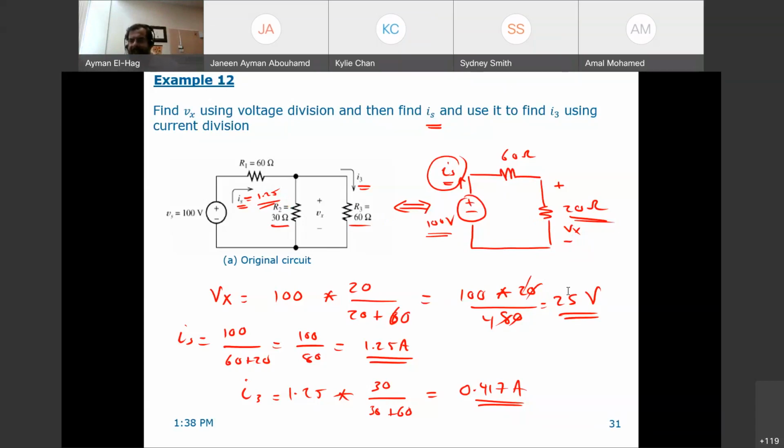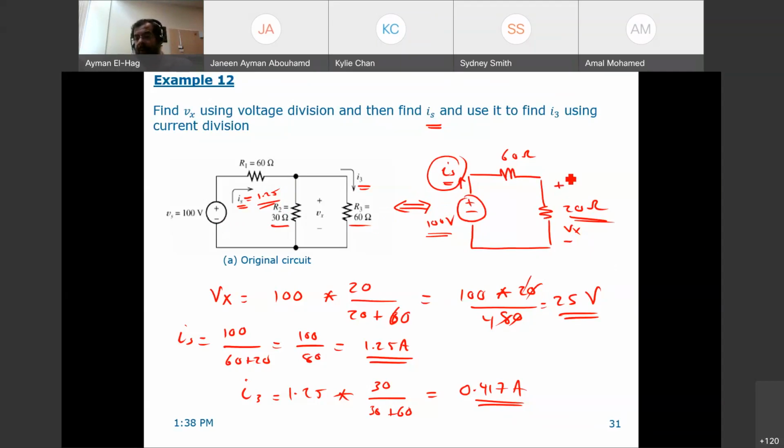Can you go back a second? You explain how we get I3. No problem. Let's go back here. These two circuits are equivalent to each other, meaning that the current that comes out of the supply is the same current. Okay, so the current Is that I found here.